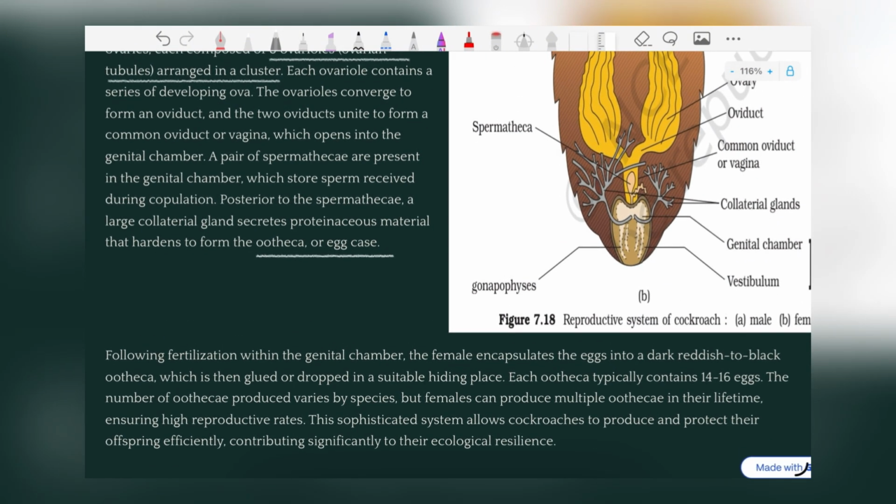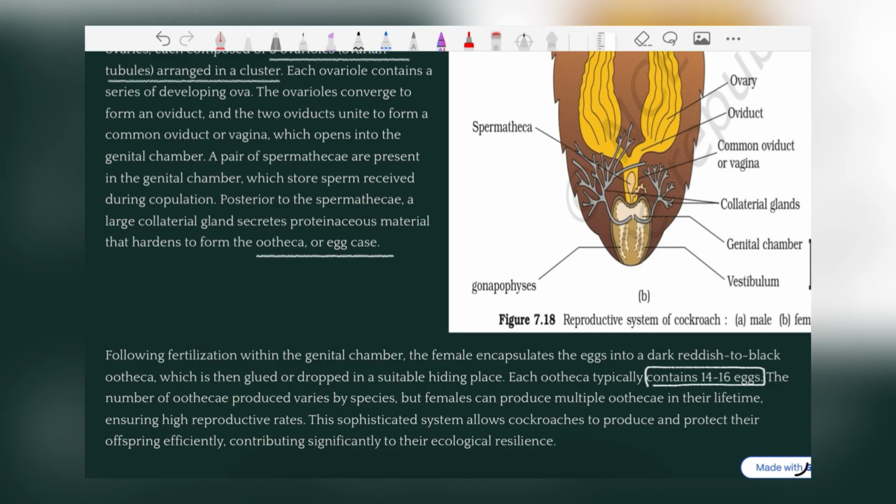Following fertilization within the genital chamber, the female encapsulates the eggs into a dark reddish to black ootheca, which is then glued or dropped in a suitable hiding place. Each ootheca typically contains 14 to 16 eggs. This is very important.